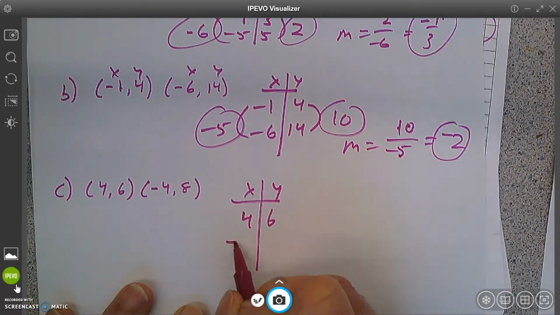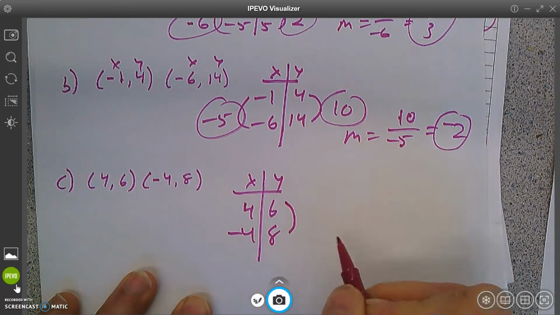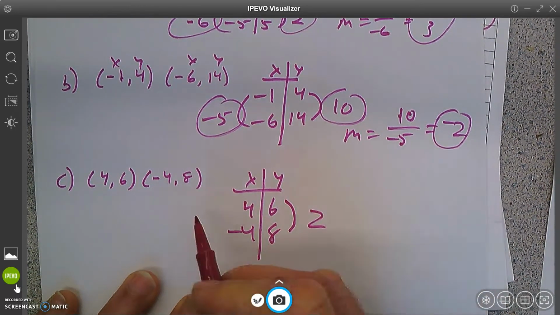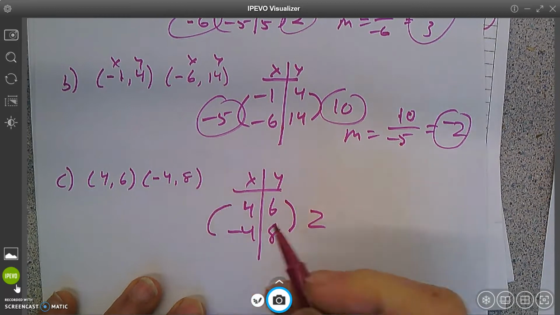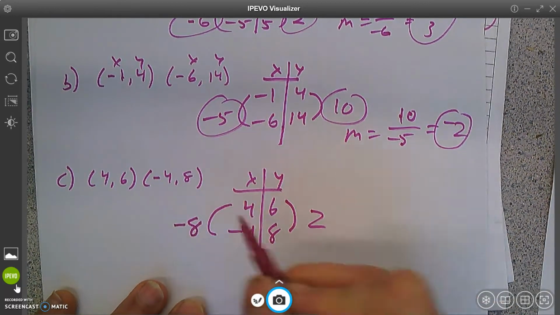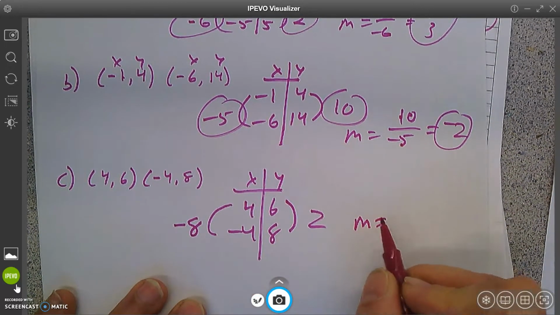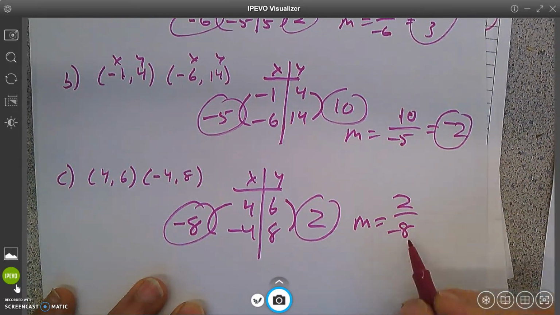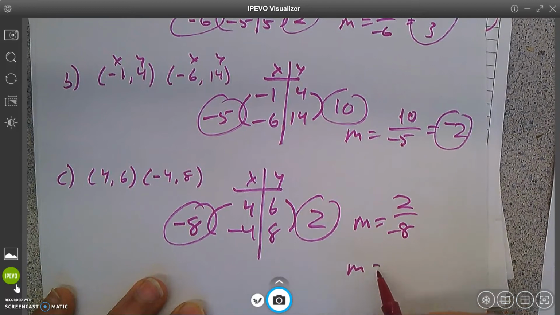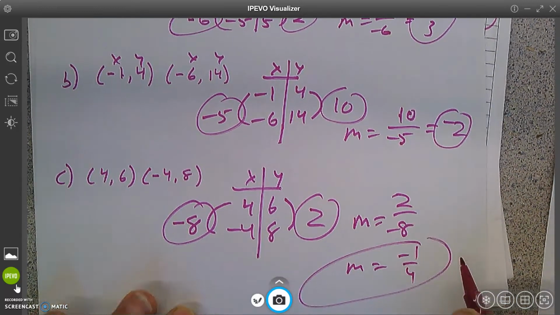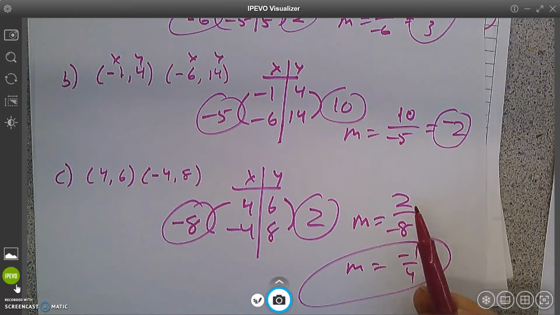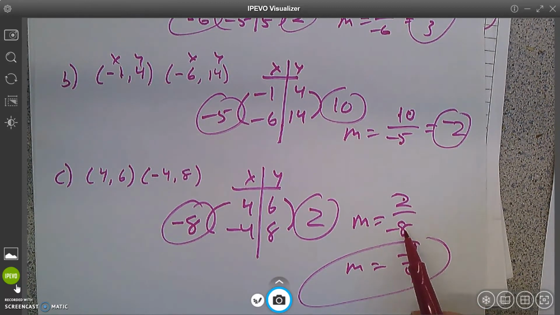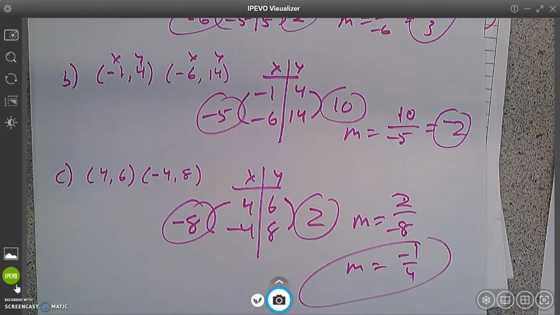4, 6, -4, 8. Change in y is 2. Positive to negative, we're going down. How many? Yeah, down 8. So slope is change in y over change in x. Oh, I need to simplify it. Cut them in half again. -1/4. There we go. So it doesn't matter where I put that negative. I cut 2 in half, I got 1. I cut 8 in half, I got 4. There we go. Great job, everybody.